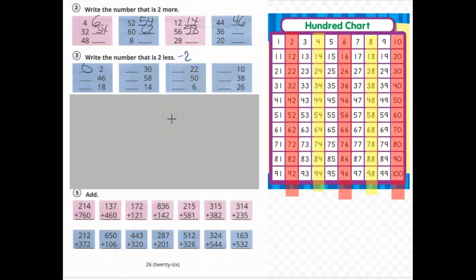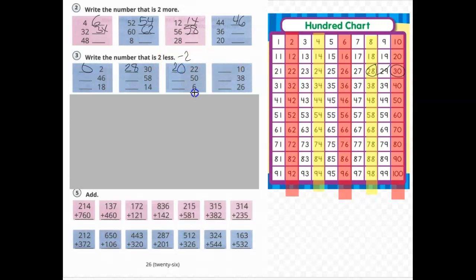Less means take away. So if I was going to do the write one, skip one, write one, I could look at the number 30, and this time I'm counting backwards, right? So I go write one, skip one, write one. So I'd write the number 28. Or if I already know my twos, I just know I can go to 22 and I can go backwards to the next 2, which is 20. So you have a couple options there.